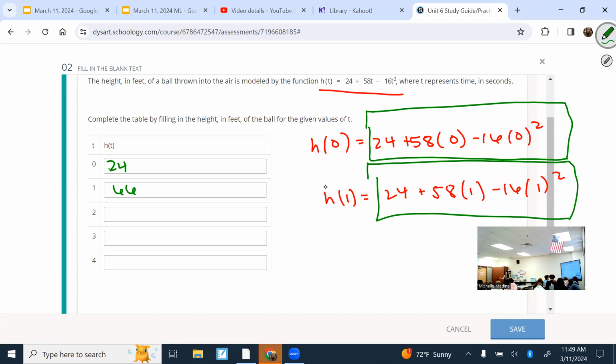Okay. And then the rest you could do yourself. Now that you know, just change the number and then use parentheses where the t is. So good on this one? Any others?